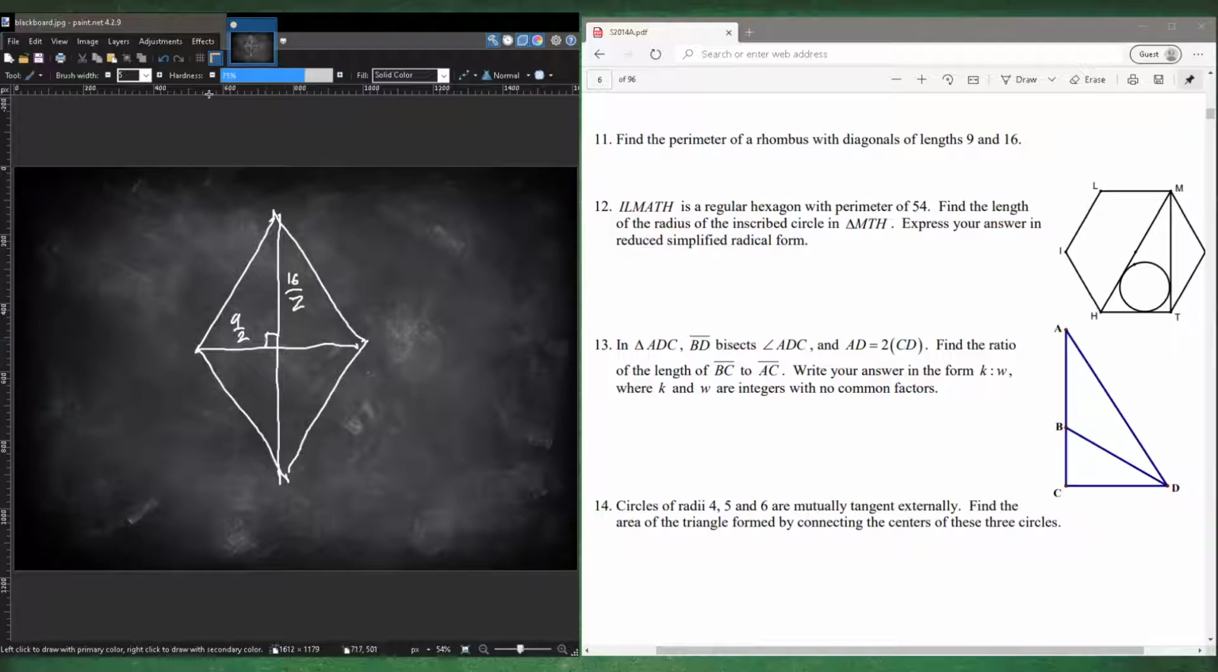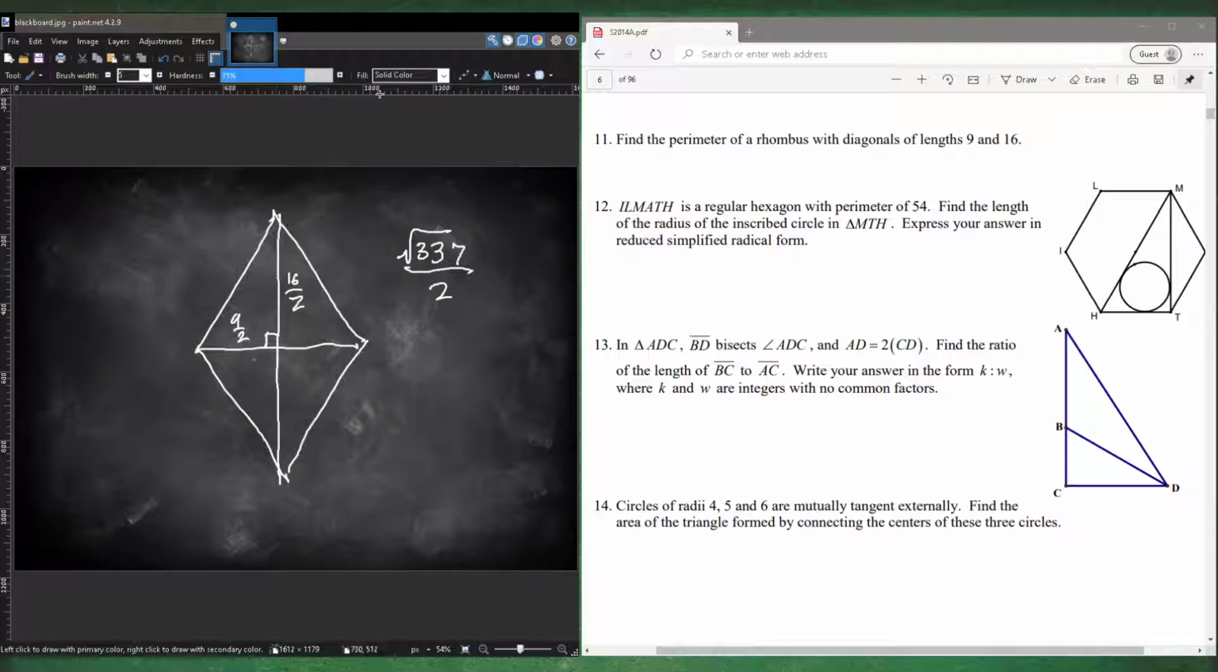The two diagonals of a rhombus are perpendicular. So to get the side length, we could just do the Pythagorean theorem and then multiply by 4 to get the entire thing for the perimeter. So we just do this on your calculator. So 9 divided by 2 squared plus 16 divided by 2 squared. And then you take the square root, it is square root 337 over 2.